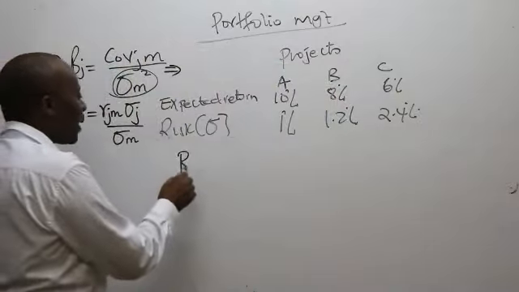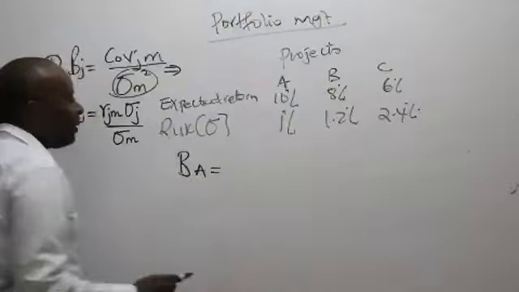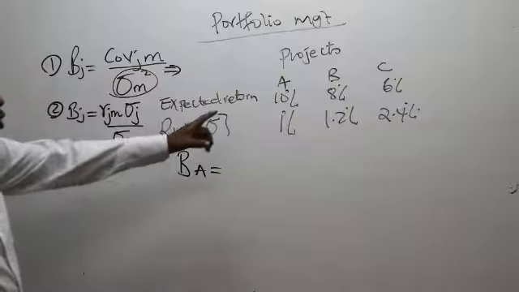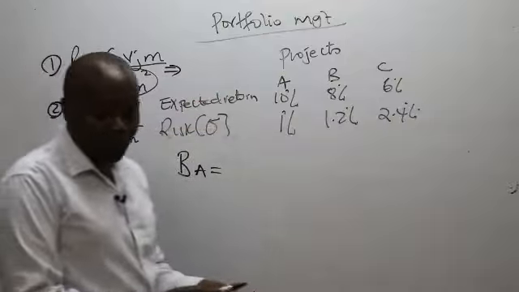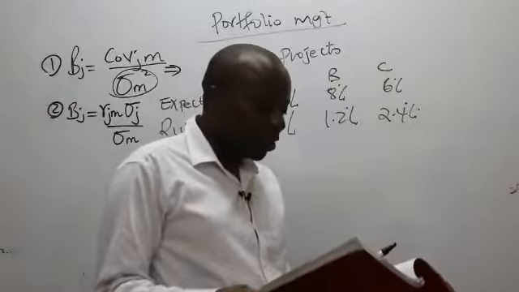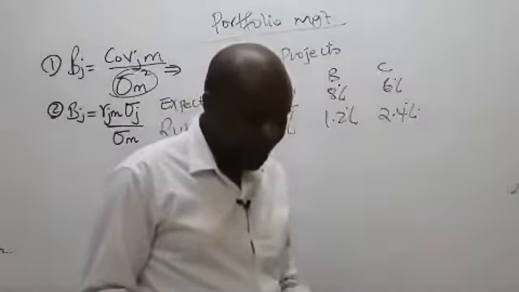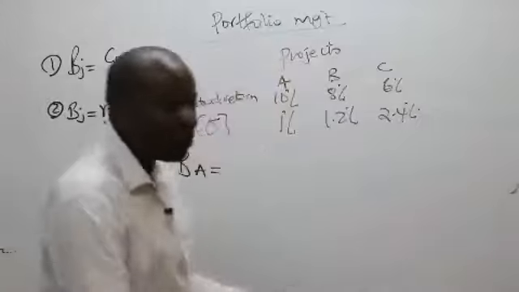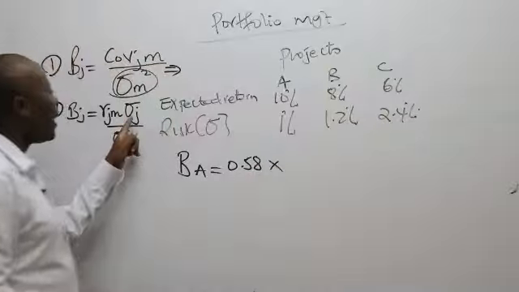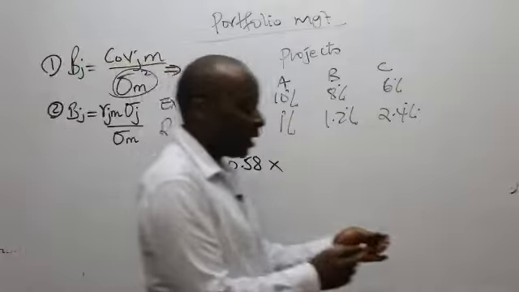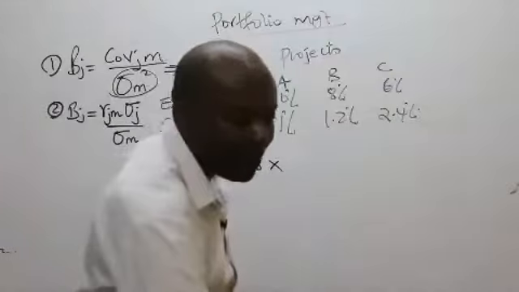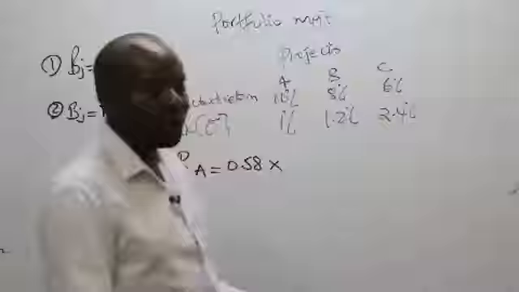So beta factor of A. What we are doing, we are taking the correlation coefficient of A from the question that I've just rubbed. The correlation coefficient is 0.58. So 0.58 times the standard deviation of the project. Do we have the standard deviation of project A?